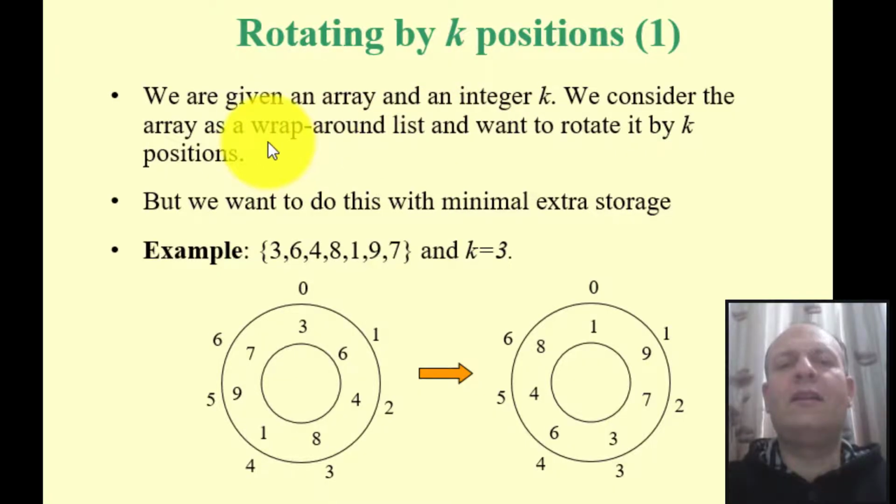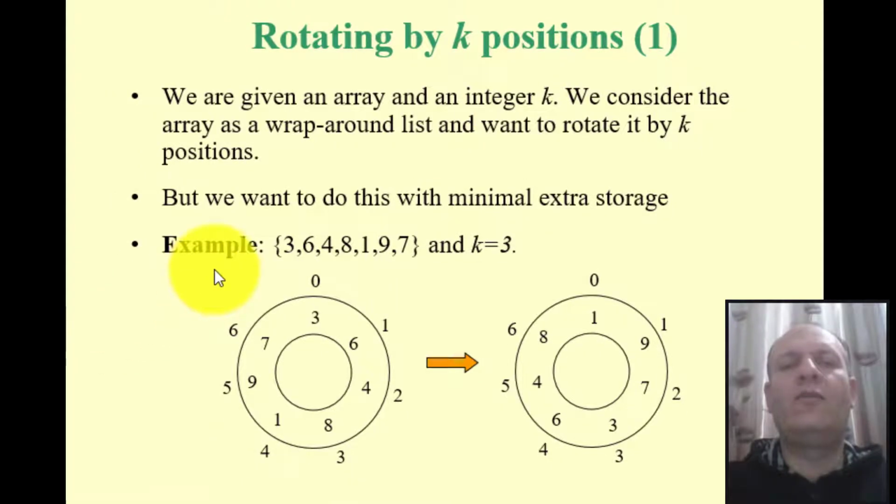the array is wrap around, which means the array is circular. That is, the next to the first is the second element, the next to the second is the third element at position 2, and so on. The next of the last element is the first element. This means the array is wrap around. To understand the rotation problem, we have an example.